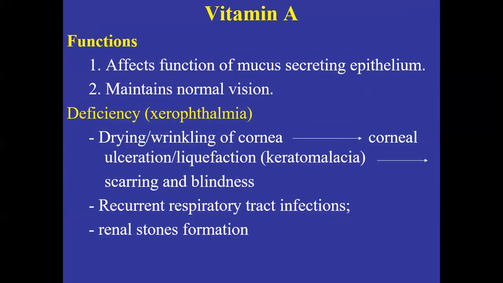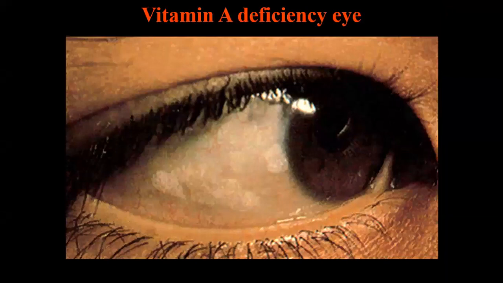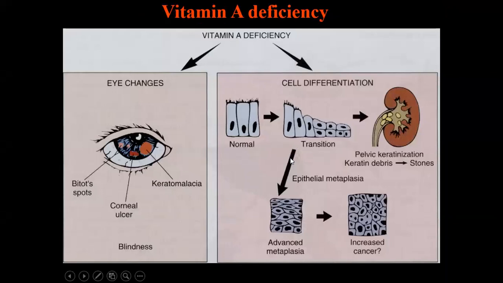نجي على الفيتامين A. شنو الفانكشن مالته؟ هو for the mucus secreting epithelium and normal vision. الديفيشنسي يسموها xerophthalmia, drying, wrinkling of the cornea, corneal ulceration, liquefaction يسموها keratomalacia, lead to the scarring and blindness. Recurrent respiratory tract infection and renal stone formation. هذا هو الفيتامين A deficiency بالعين. شوفوا هذه المناطق اللي صاير عندنا بيها whitish discoloration. زين، هذا بما يأثر على الآي.